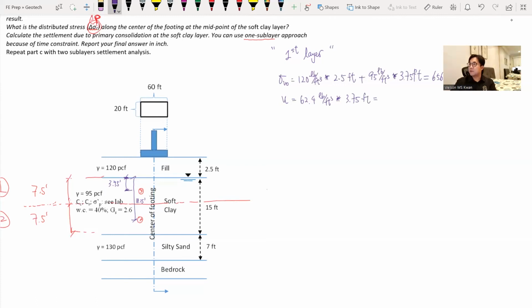That gives us a pore water pressure of 234 pounds per square foot, and the effective stress equals the P naught, as indicated in the FE manual. That would be equal to the total stress minus the pore pressure. So this time we get 422.